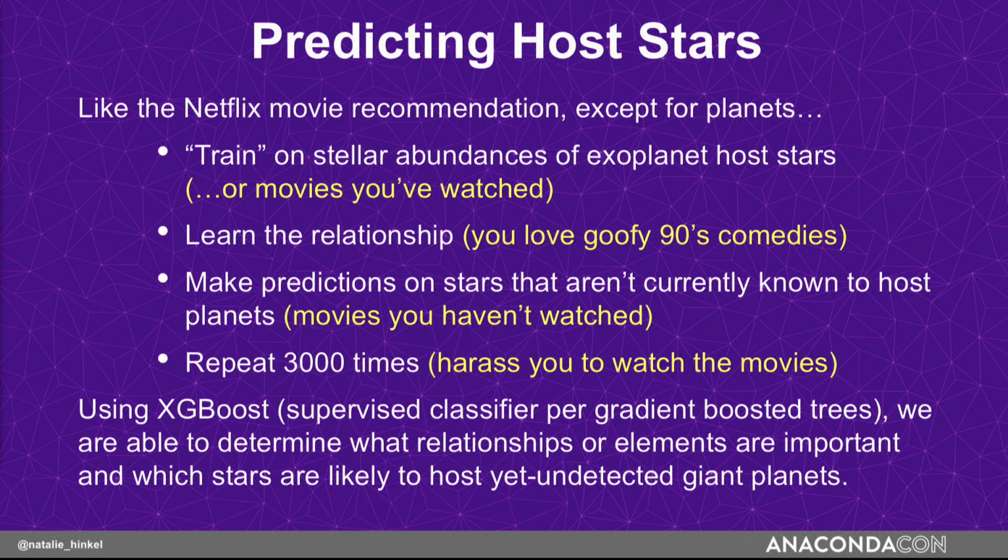The algorithm that I wrote is very similar. I trained the algorithm to look at the elements of stars that have planets. So these are confirmed planet-hosting stars. And I train it to learn the trends within those elements. And then apply those trends to stars that do not currently have confirmed planets, and predict whether or not these stars are likely to have planets. And then I do that thousands of times. More pictorially, it looks like this.